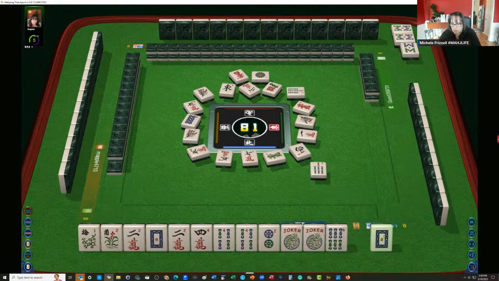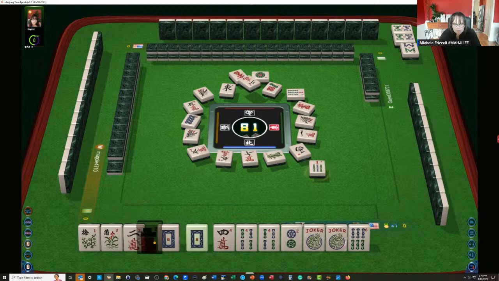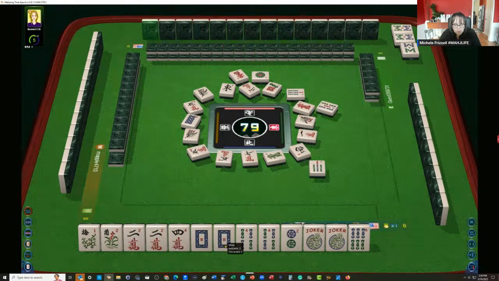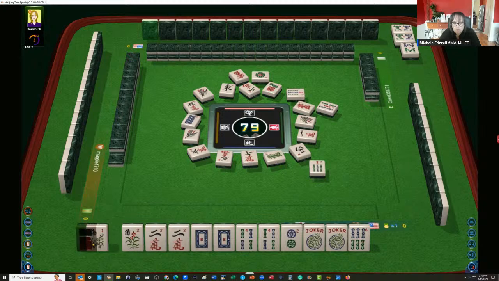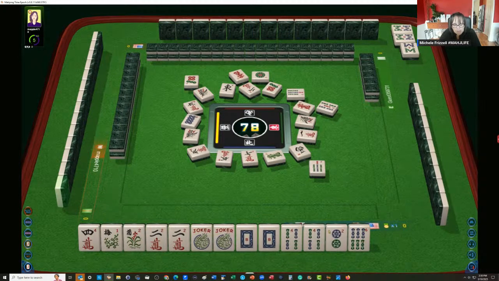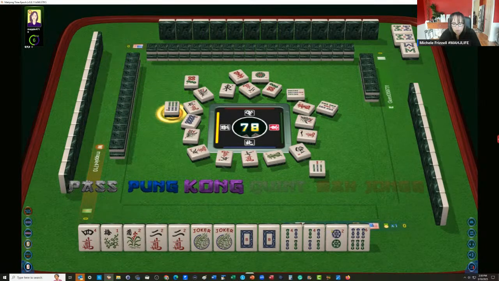Okay, now here we go. 7 bamboos. Okay, so here we now have a white dragon pair. So for the 3rd hand down, we don't need a white dragon pair. We could maybe switch to the 2nd hand down. 2, 6, 0 bamboos. 2, 4.